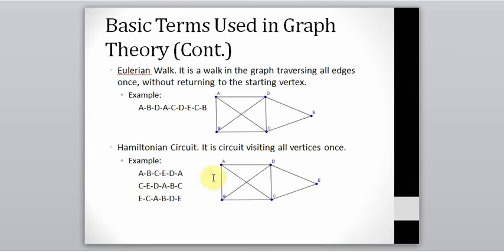Next example, from C to E to D to A to B to C. It started with C, it also ended with C, and it has visited all the given vertices. Then another is E, from E to C to A to B to D back to E. Again, it started and ended with the same vertex, which is E, and it has visited all the vertices.